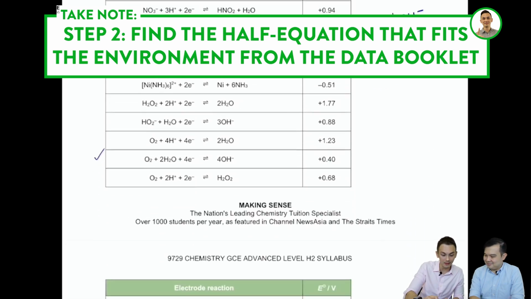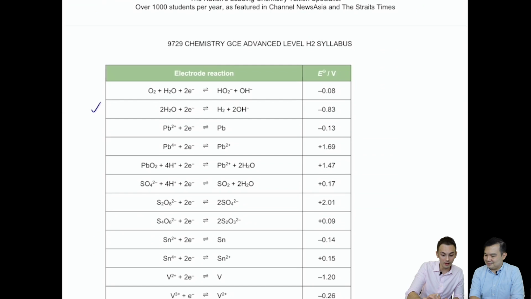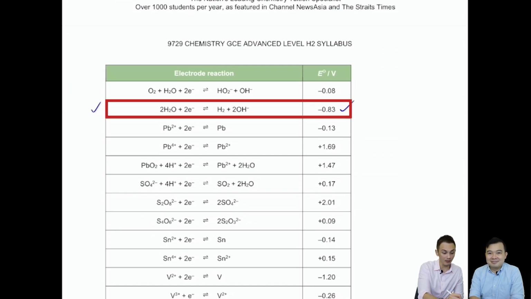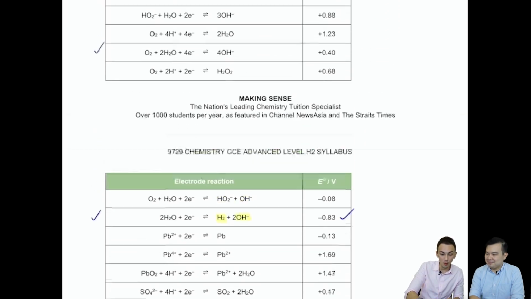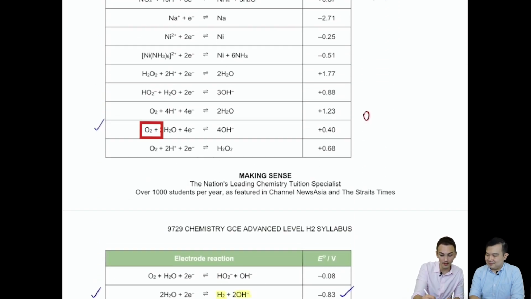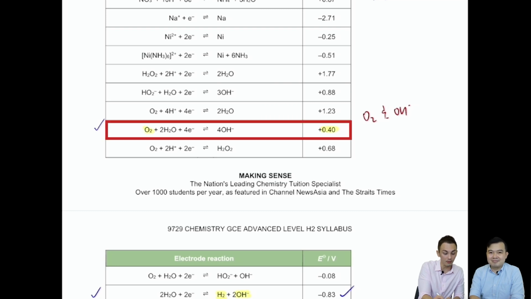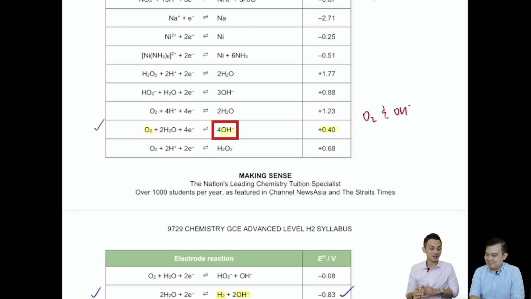So as you glance through the entire thing, you do realize over here, the one with negative 0.83 falls into what we're looking for, H2 and OH minus, right? You look carefully, there's no other equation that actually does this. Whereas on the other side, what do we have? We have O2 as well as OH minus, right? So again, we're going to find this equation, and you will see that the one with 0.40 is what we're looking for, O2 and OH minus. So this is what we mean by you fit the environment. Just find things that's inside the data booklet.